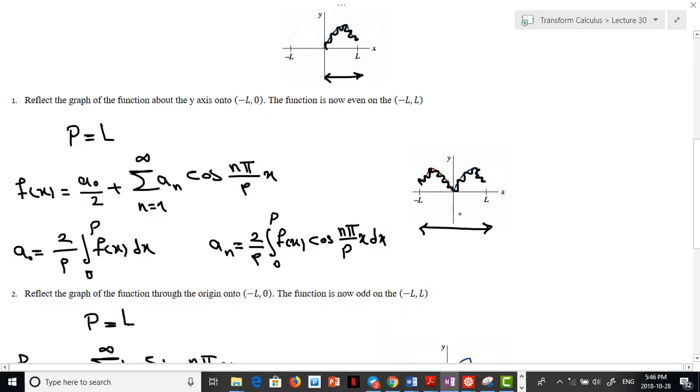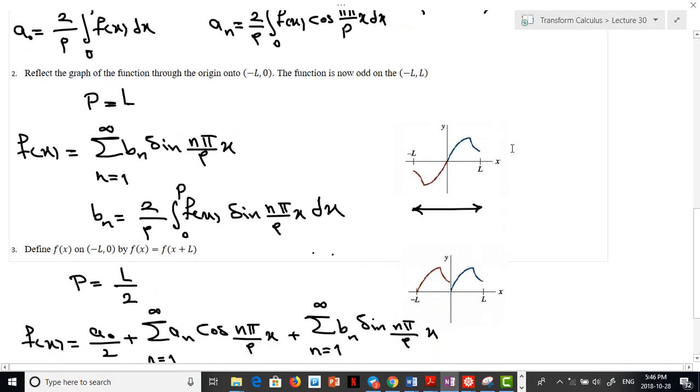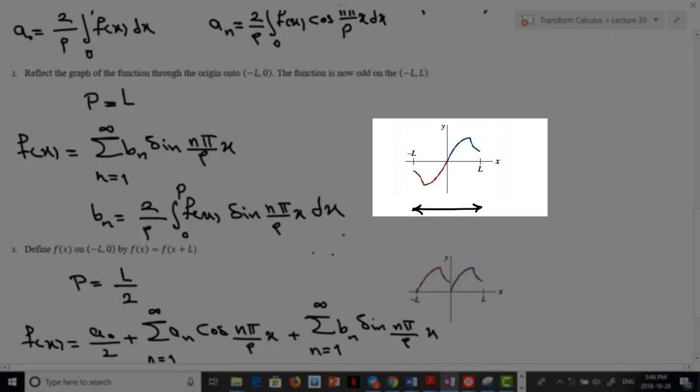So you can see that in the range of 0 to L, we could find Fourier series, which is exactly what we found here. Or if you use the second approach, the sine series, the Fourier series of this function is like this.